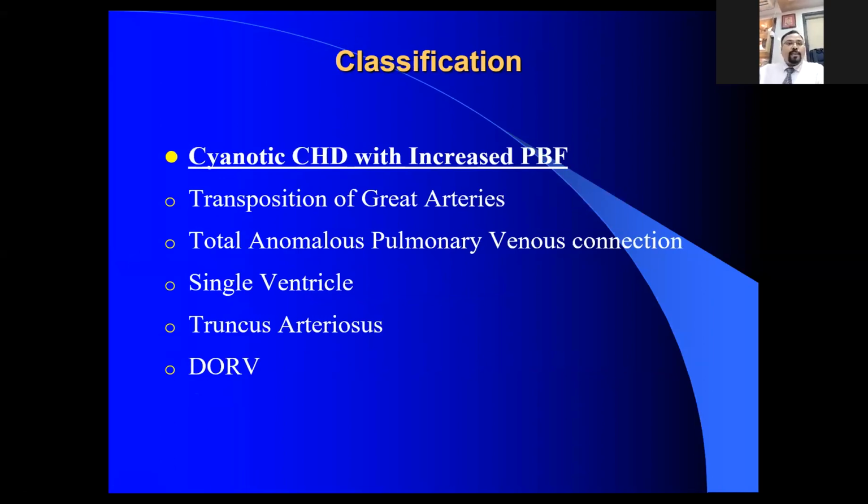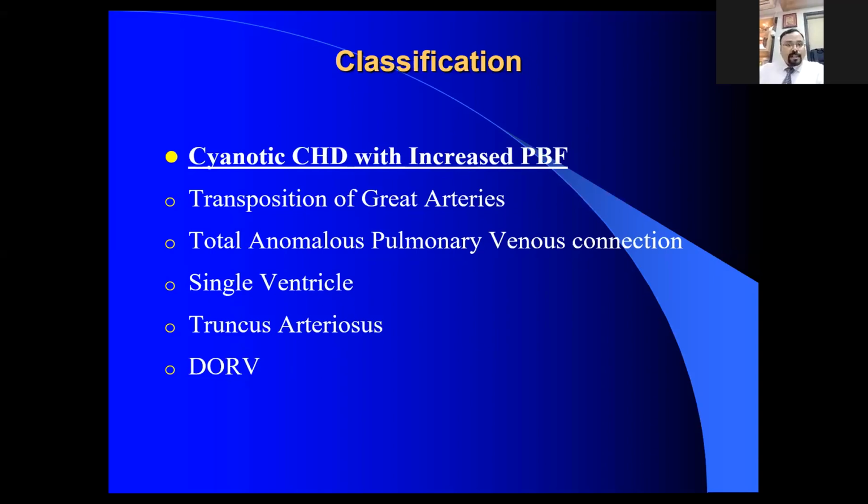Second is cyanotic CHD with increased pulmonary blood flow. It includes transposition of great arteries, TGA with intact ventricular septum. You will see normal pulmonary blood flow. TGA with VSD, you will see increased pulmonary blood flow.